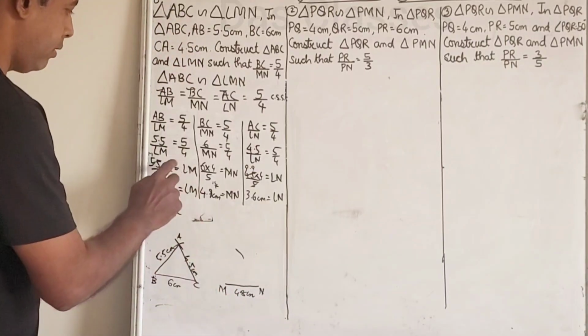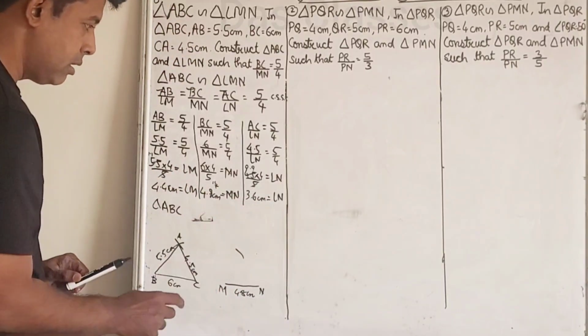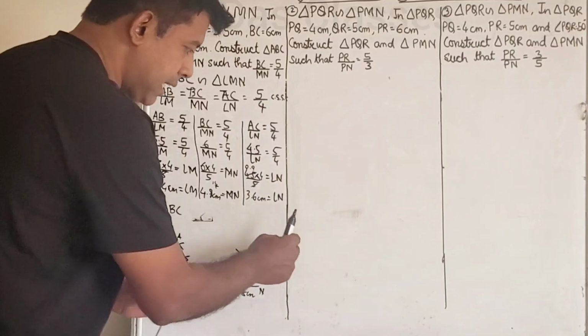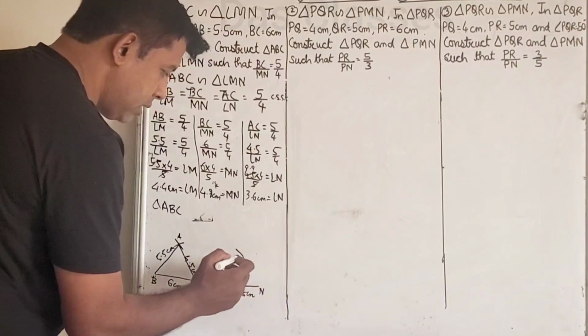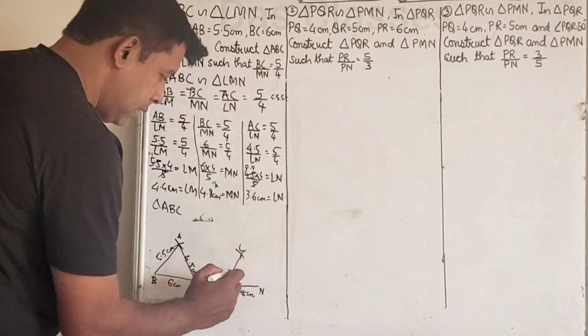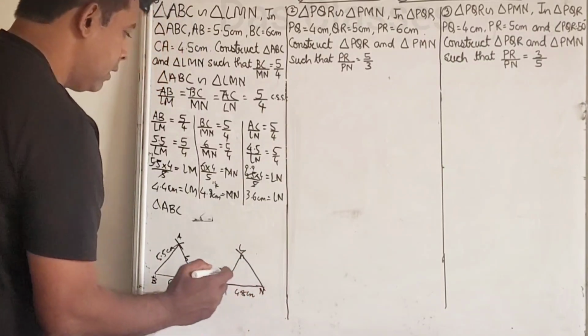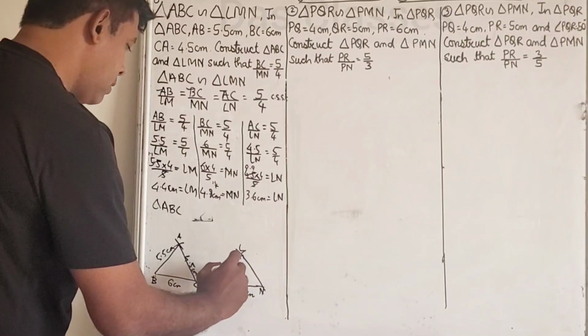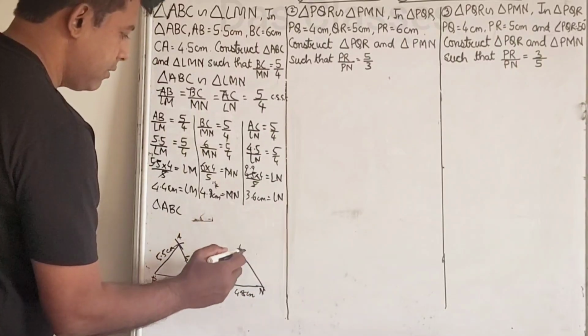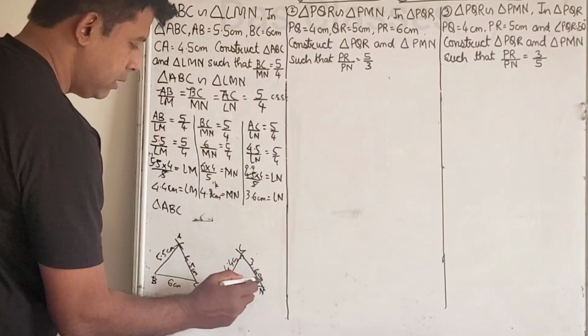Then LN is 3.6. Again take the scale, mark 3.6 with the help of the rounder, and then mark it. When you join it, LM is 4.4 centimeter and LN is 3.6 centimeter.